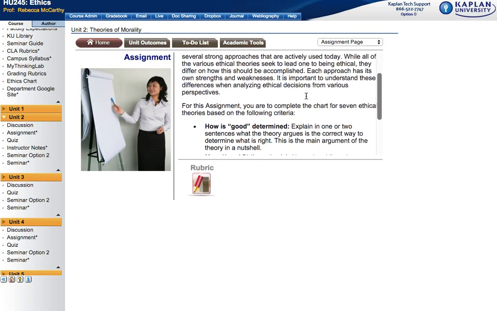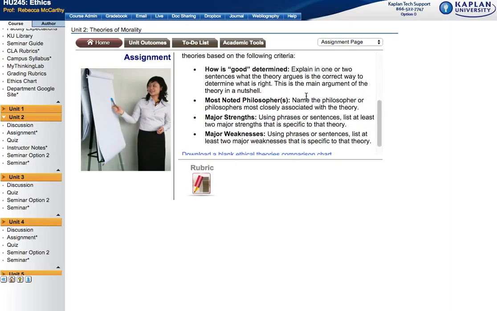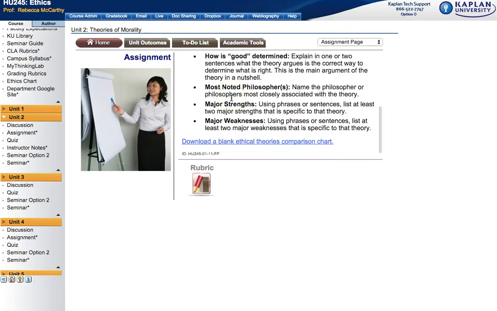So basically you're going to be asked to look at the different theories and answer these questions. How is good determined under this theory? Who are the most noted philosophers with this theory? What are the theory's major strengths? And what are the theory's major weaknesses?